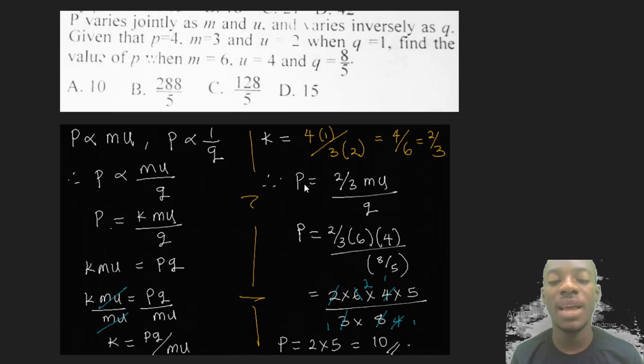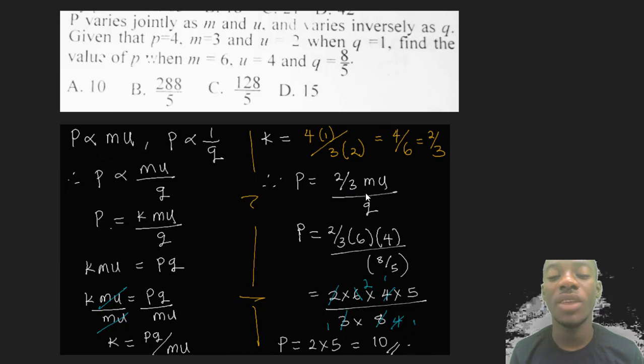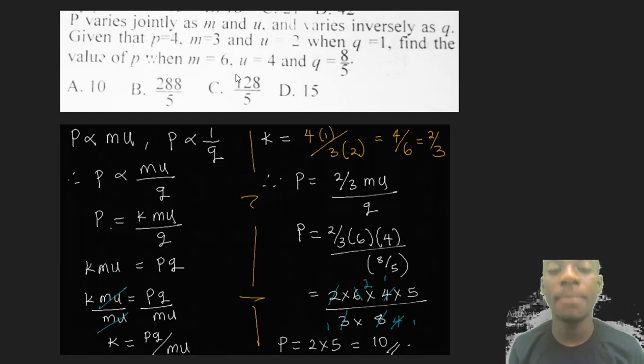That is where the k was standing when you first formed it. P is equals to 2 over 3 mu over q. But you were also given to find p, having been given another m, u, and q. So plug in the new m, u, and q. My new m in the question is 6, then my new u is 4, my new q is 8 over 5.